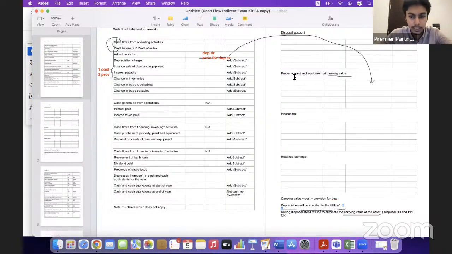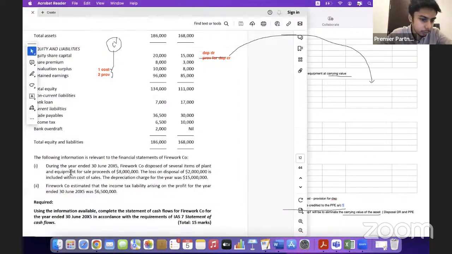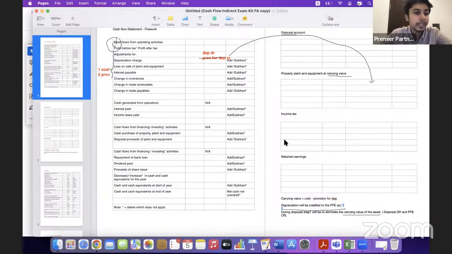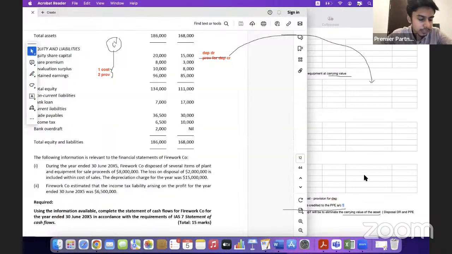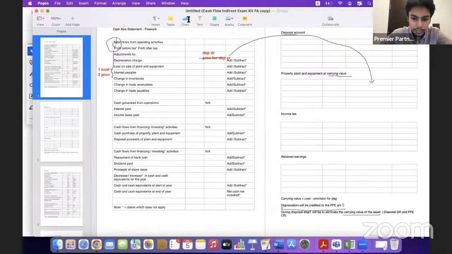So because of disposal, I prepared PPE also. And on the other hand, over here, guys, because they are talking about income tax, I went and prepared my income tax account also. Right. So that's it, guys. Only 2 adjustments we have. Now over here, retained earnings. Why did I prepare that?